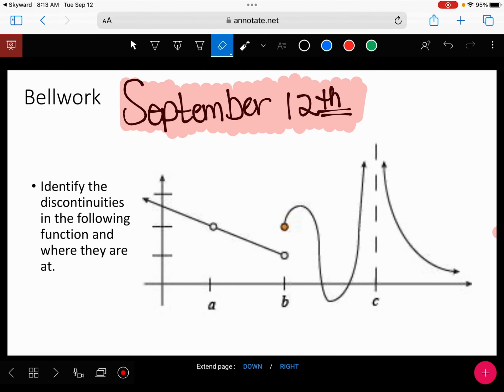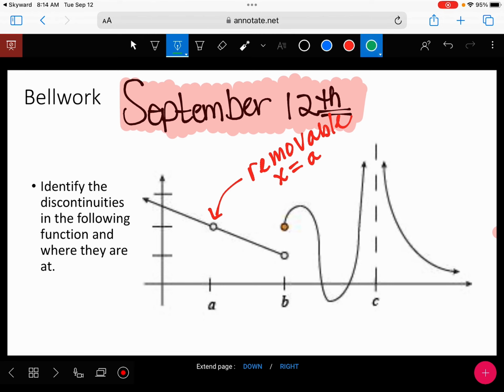Because there's three different discontinuities. What kind do we have and where are they located? So the first one here at x equals a, what would we call that? A removable, good. So we have a removable at x equals a. A hole is the same as a removable, yes.